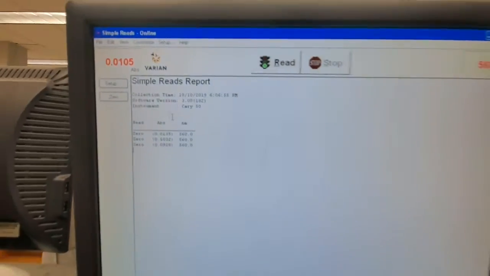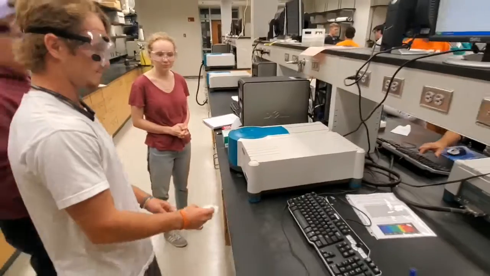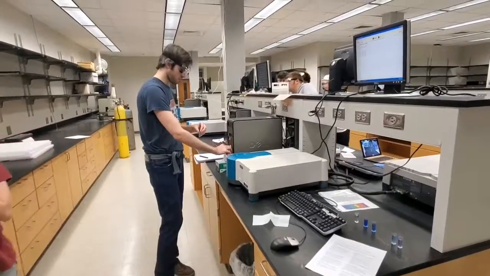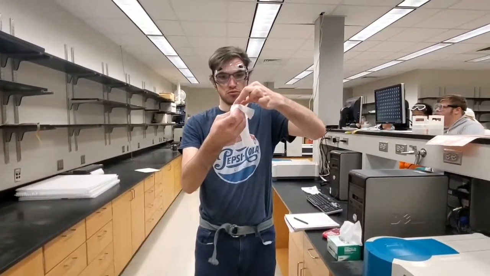Absorbance is measured as the difference in the amount of light emitted by the light bulb and detected by the spectrophotometer. The blank will allow the spectrophotometer to calibrate and account for any differences in the amount of light emitted and detected that is not a result of the absorbance of the solution.